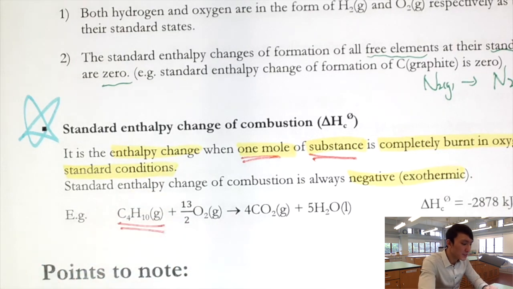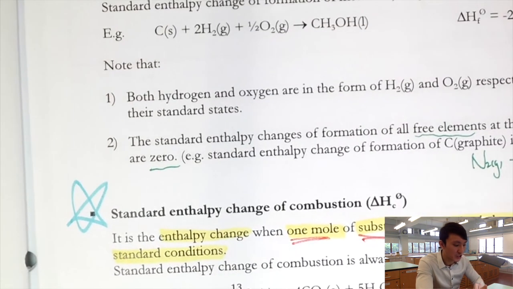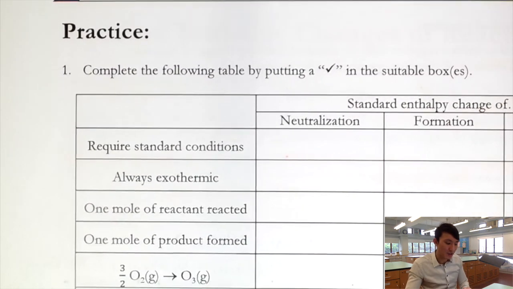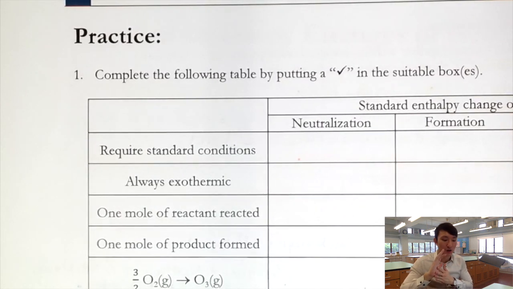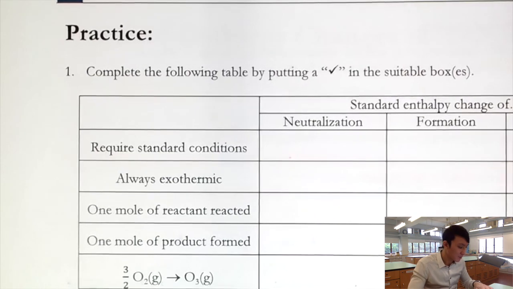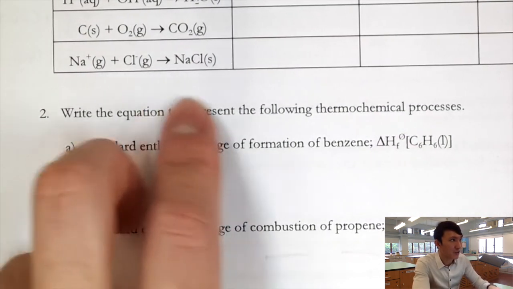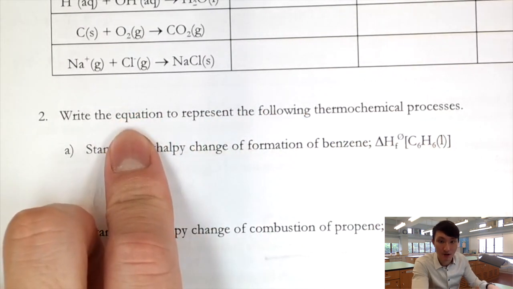So that would be all the important things about standard enthalpy change. Next page, we have 2 pages of practice questions. Again, you know the tricks. You can pause the video and try to go through these questions. But here I just want to do one demonstration for question 2a. It says, write an equation to represent the following thermochemical process. So the equation must be a thermochemical equation.